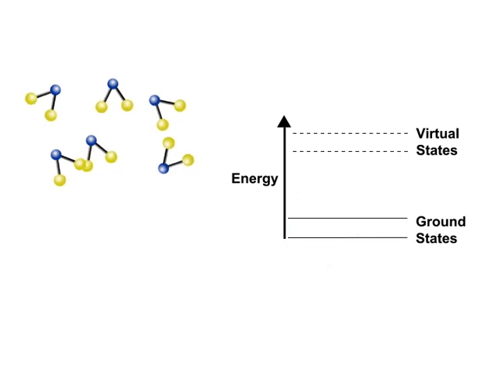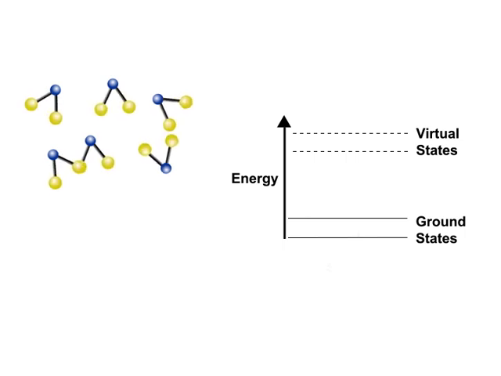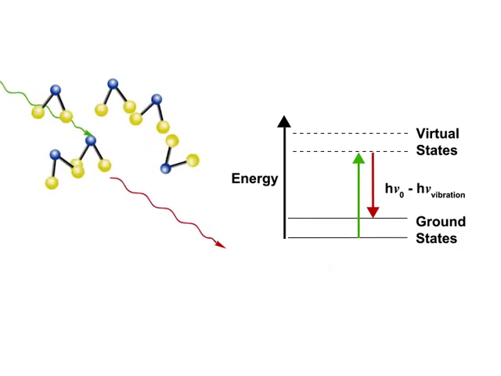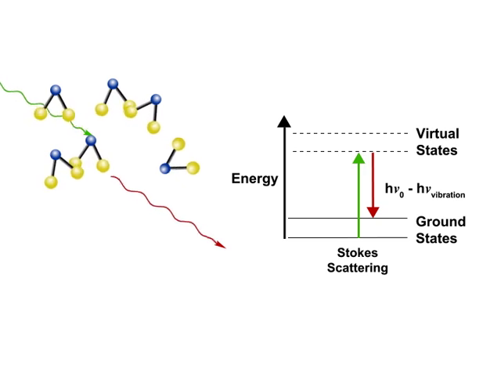In a small number of cases, there will be inelastic interactions between the photons and molecule, causing excitation or relaxation. If the molecule is raised from a ground state to a virtual excited state and drops back to a higher energy vibrational state, then it has gained energy from the photon. This is also called Stokes scattering.